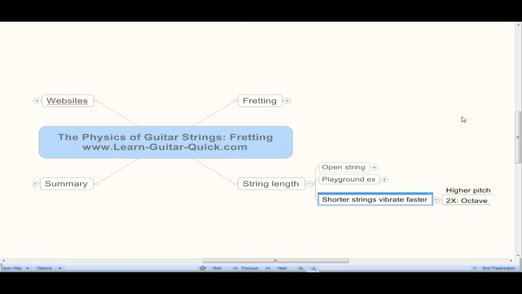Now if we take our guitar, like I said, we took the open A, it vibrated at 110 hertz. If I fret that at the 12th fret, which is special in that it cuts that string pretty much right in half, now that thing swings back and forth twice as fast, and we call that an octave. So we'll play an open A string, and if we play it at the 12th fret, it's still an A note, it's just an octave higher. Okay, so that's how fretting works.